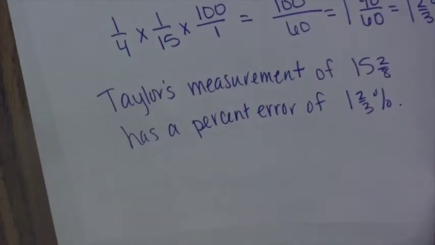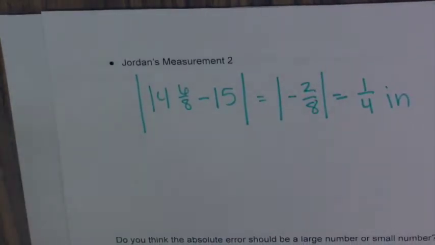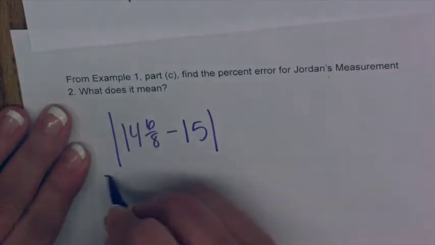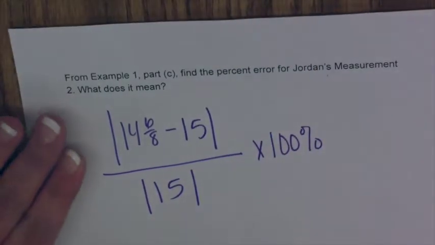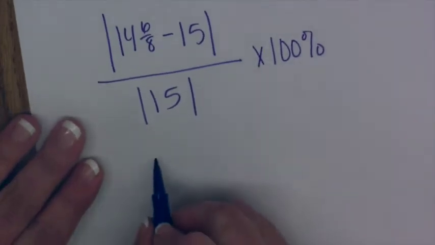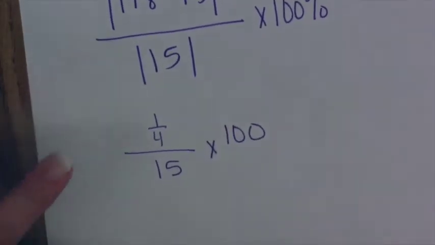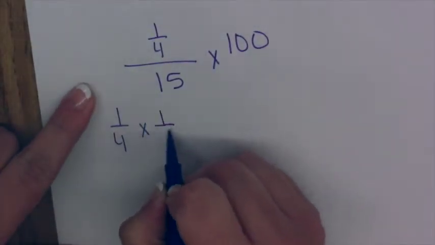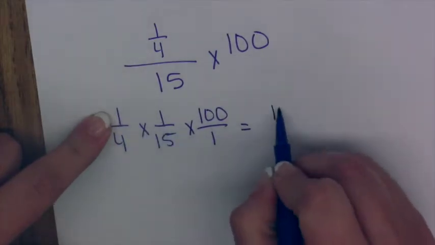All right, we have one more example on this one to look at, and that is looking at Jordan's measurement 2. So if we take our previous work and apply that to our formula, 14 6/8 minus 15 all over the actual measurement times 100%. We know from our problem that it was 1/4. So 1/4 divided by 15 times 100. Again, to divide our fractions, keep, change, flip. See if I remember to flip it this time. 1/4 times 1 over 15 times 100 over 1. 1 times 1 times 100 is 100.